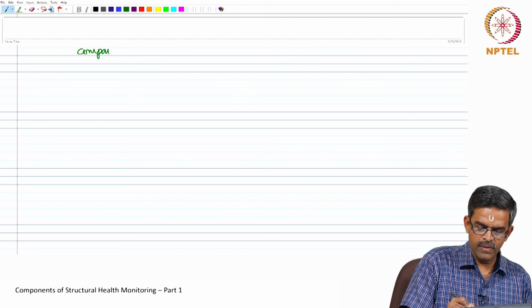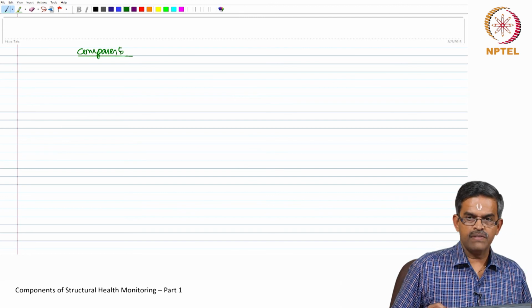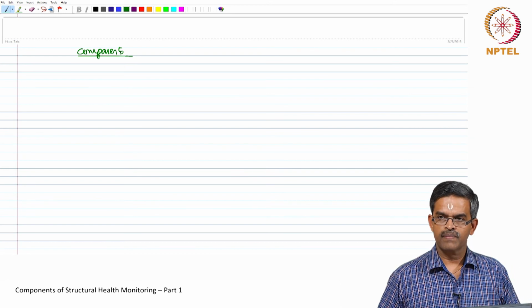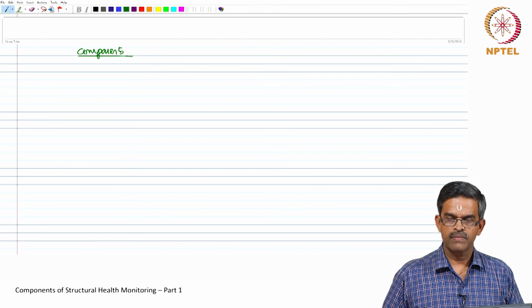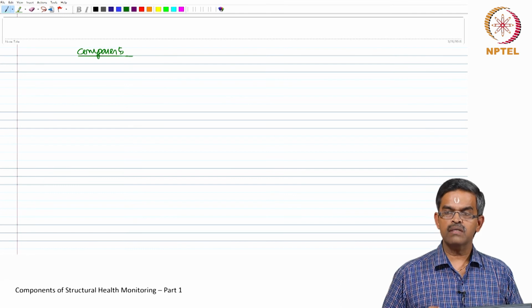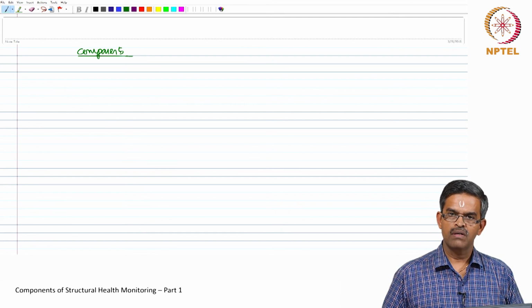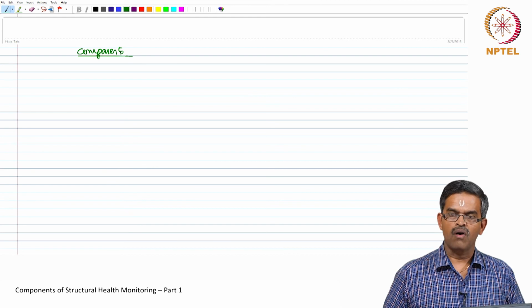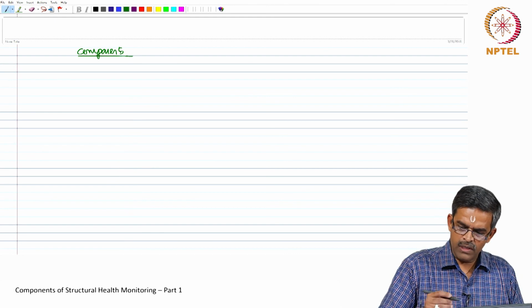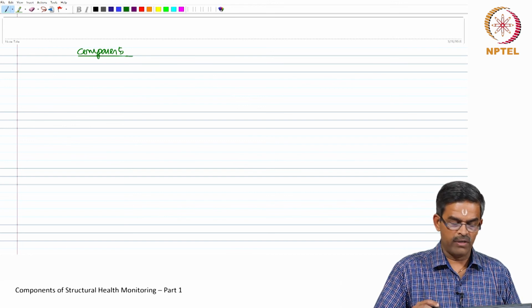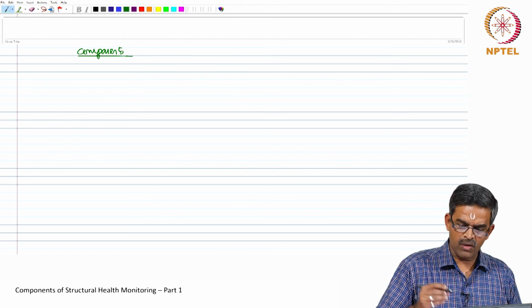When we talk about the components, as we said, structural health monitoring deals with continuous monitoring, assessment and then control algorithms to be in place for establishing a satisfactory performance level of a given structural system or any infrastructure. Considering this as one of the important ideas and objectives of health monitoring, let us say what are the components involved.